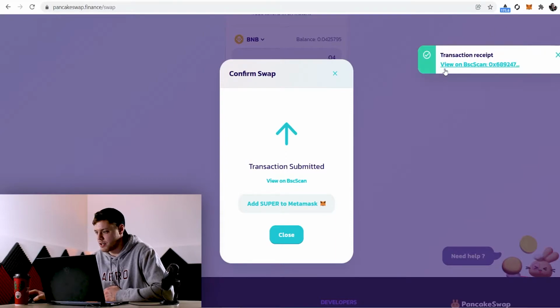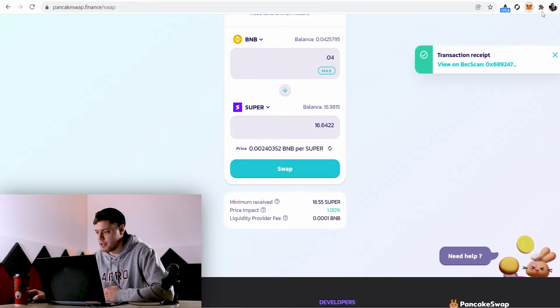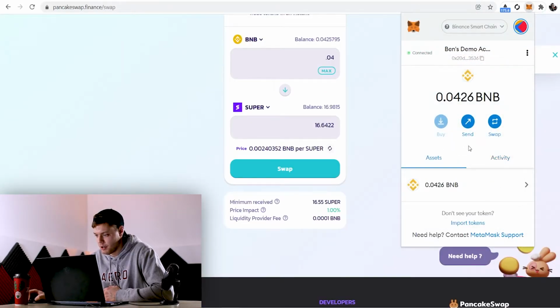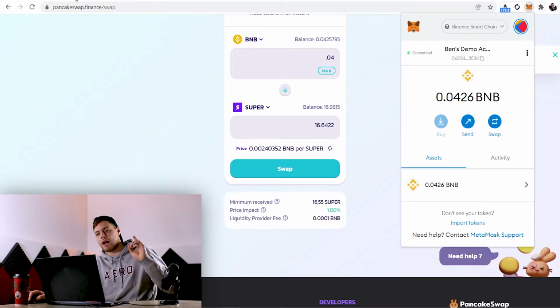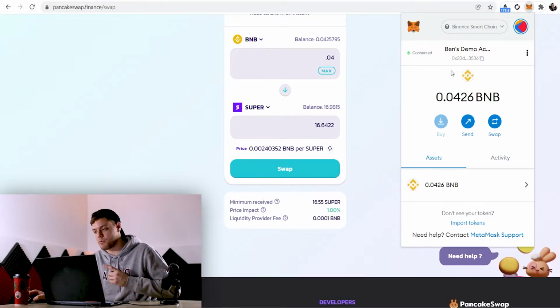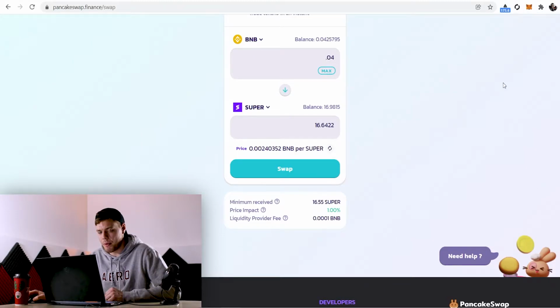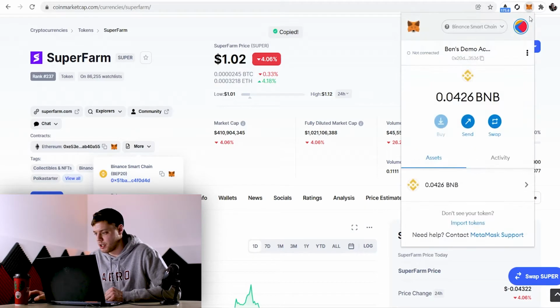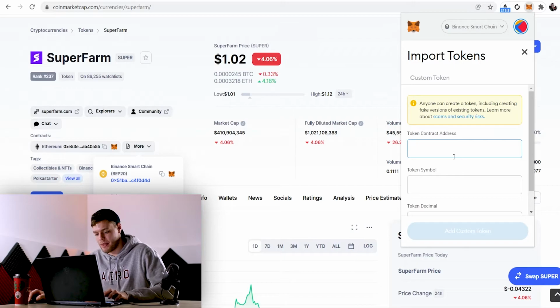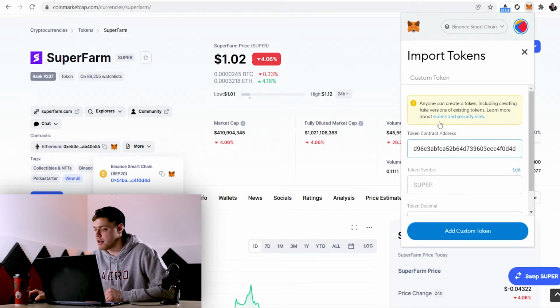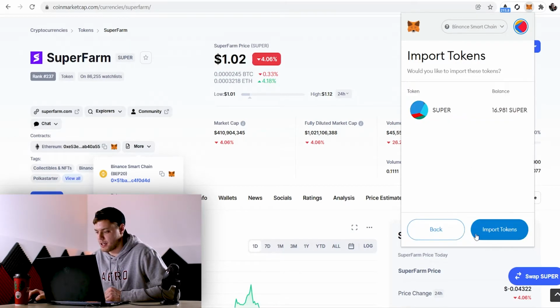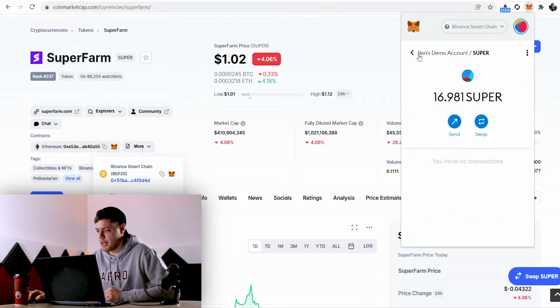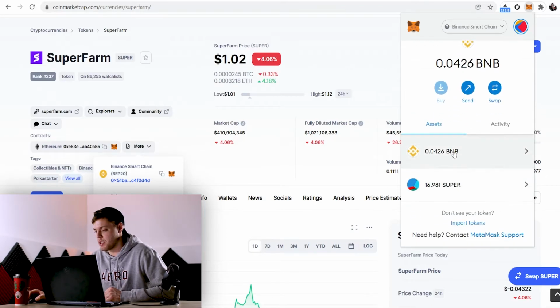All right, so you can see that the transaction went through. It's been about probably 10 seconds. And now if I go to my wallet, you can see that, oh no, there's no Superfarm in there, because in order to see tokens in your MetaMask wallet, you have to add them manually. So if we go back to the Superfarm listing on CoinMarketCap, I can't remember if this is still on my clipboard, so I'm going to copy it again. Then I'm going to go to my MetaMask wallet, scroll down, hit import tokens, and then paste that contract address in there. You can see that everything auto fills, add custom token, import tokens, and now you can see that the Superfarm is visible in my MetaMask wallet.